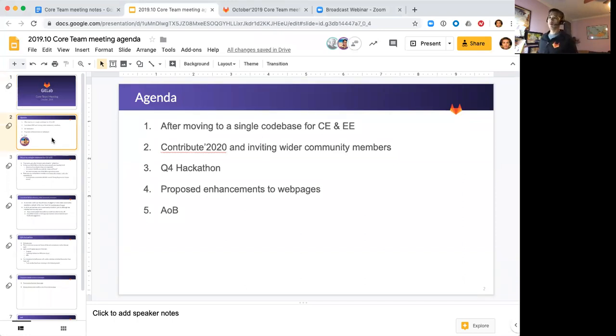Just wanted to do a follow-up on the GitLab FOSS repo, which I think we officially closed on September 23rd. I did a quick check on MRs that were auto-closed, so I'll talk to you about that in a bit. And then Contribute 2020, it's official. It's going to be in Prague. Similar to this year, we are planning to invite wider community members, so I wanted to get your thoughts on that. Again, hackathons are coming up in about a month, so just a quick heads up there.